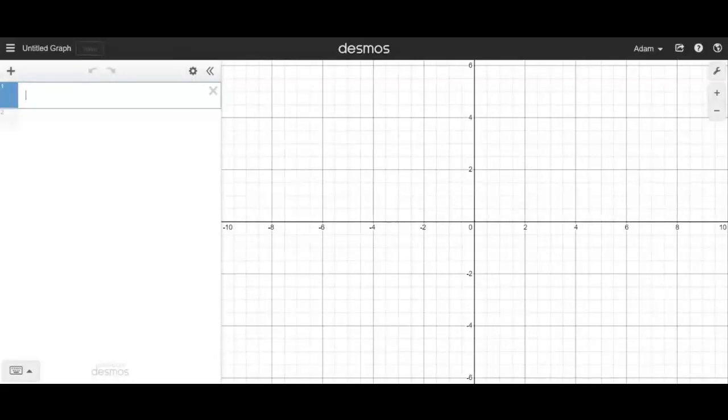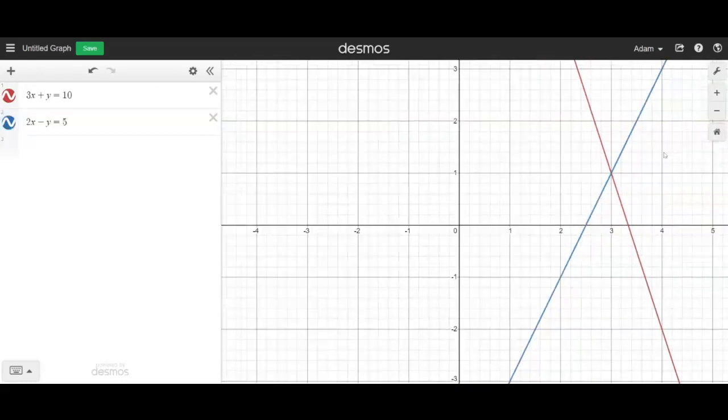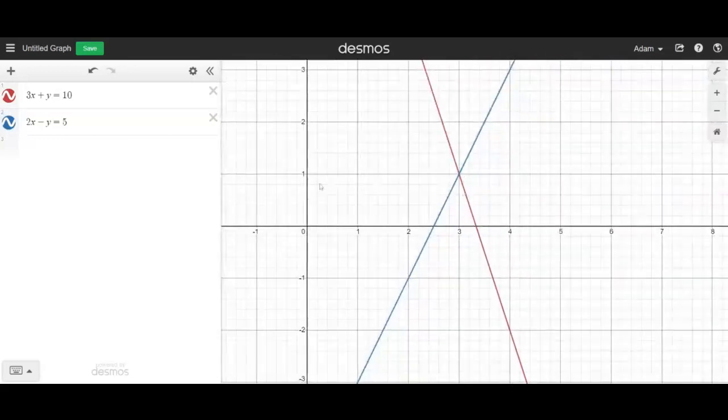So here, again, I'm at that graphing screen, okay? So we can type in the equations here. So we have 3x plus y equals 10, right? We have this line. The other equation is 2x minus y equals 5. And you can see that they intersect at this point, (3, 1). We could zoom in also. We can use the zoom features here. You can click and drag. But you can see that they intersect at (3, 1). And that's their only point of intersection.